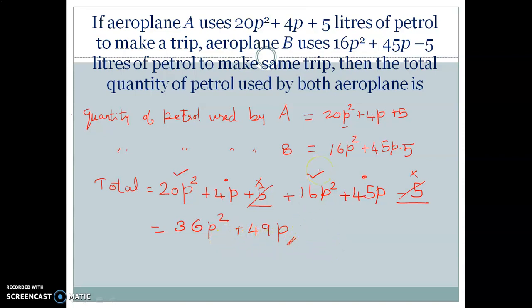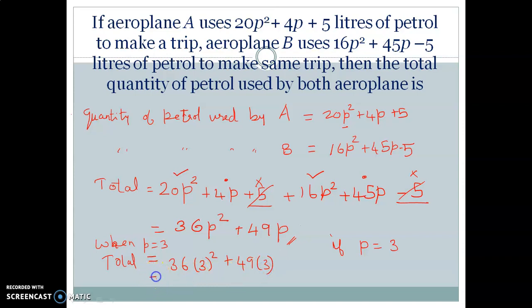In addition to this question, they may ask you to find the total liters of petrol if P is 3. How will you do? It is very simple. When P is equal to 3, you have to write when P is equal to 3, total is equal to 36. In the place of P, write 3, the whole square, plus 49 into 3.